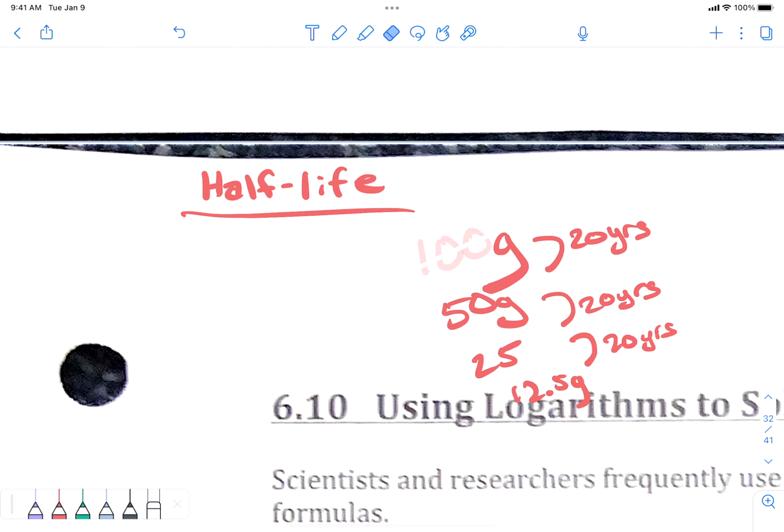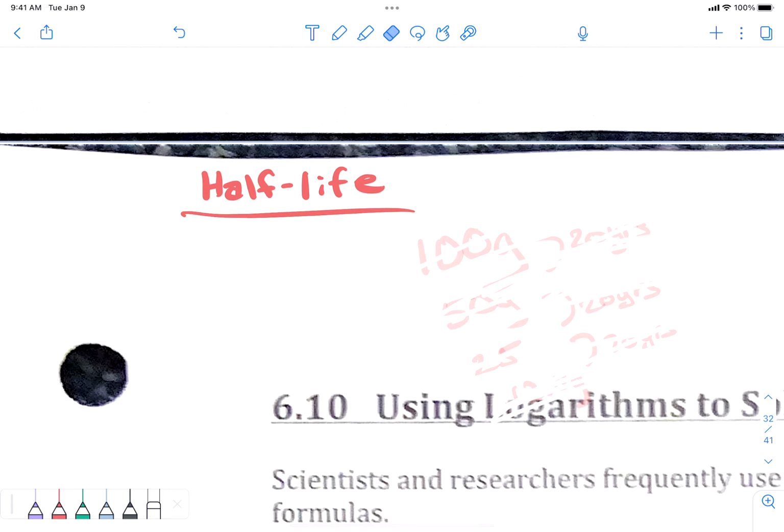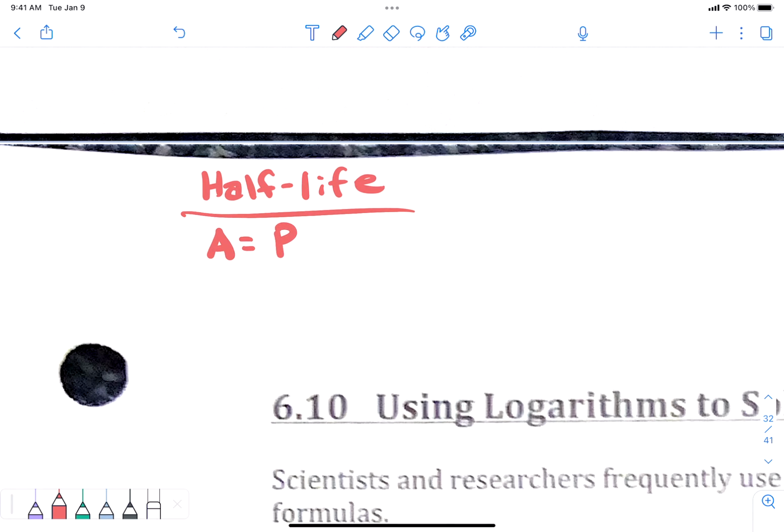The equation for half-life is that, I'm just going to use the same variables, they might use different ones down below, A equals P, which is the starting amount, times 0.5, why 0.5? Because that's half, right? To the T over H power.